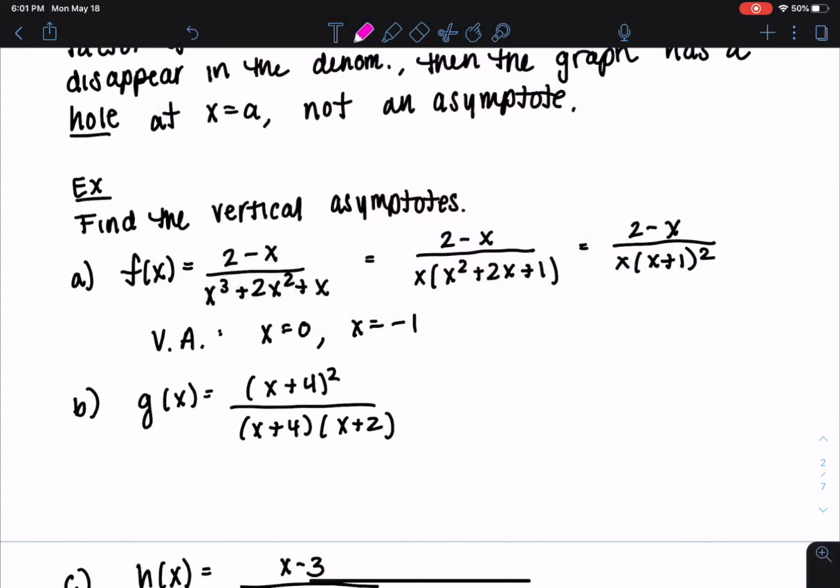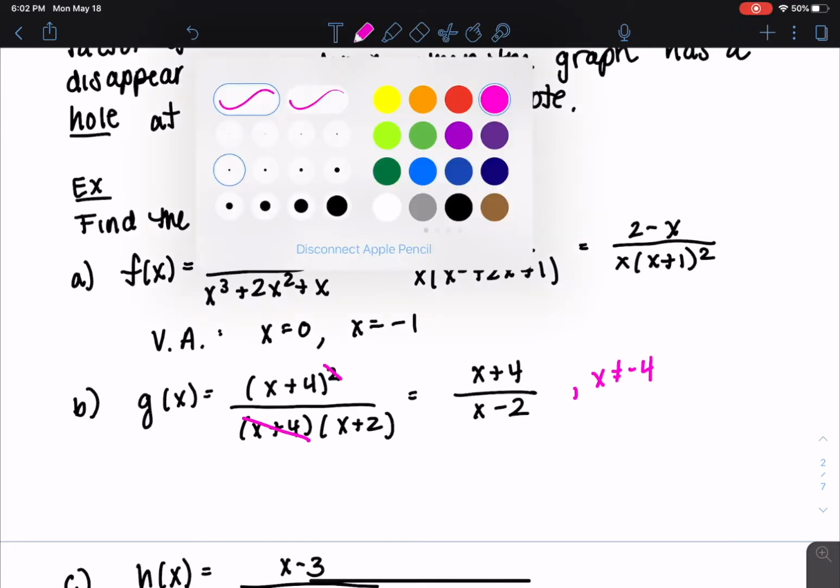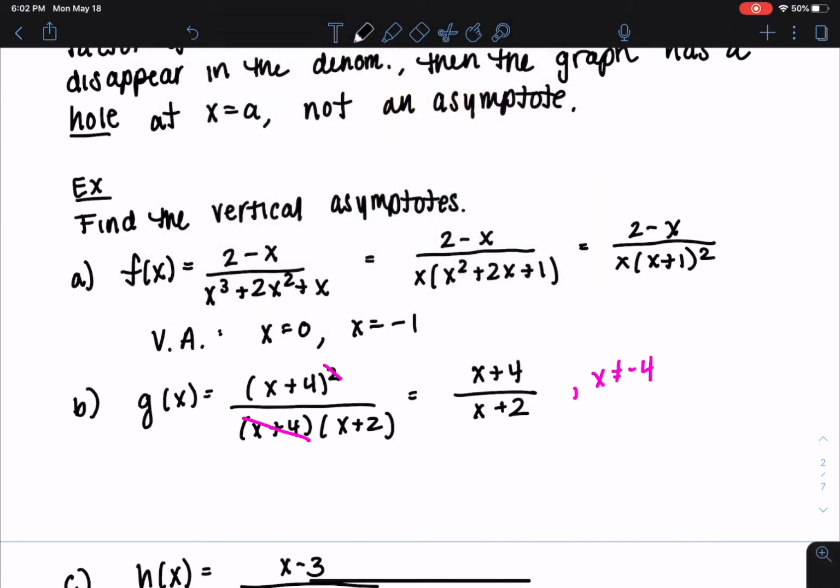Now if we look at this next example, it's already factored for us, which is nice, and we do have some factors we can reduce. So I've got 2 up top, 1 in the bottom. The 2 is going to cancel, and this one will disappear. So we get x plus 4 over x minus 2. Now, we still can't have x equals negative 4. That would cause us problems in the domain. Okay, and I dropped a minus sign. It should be x plus 2.